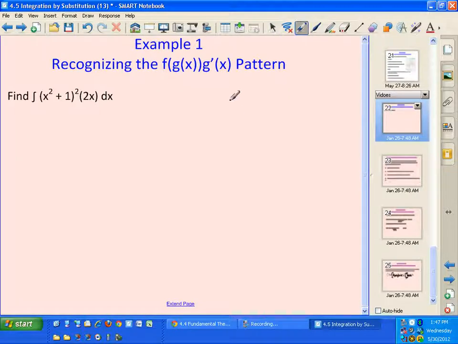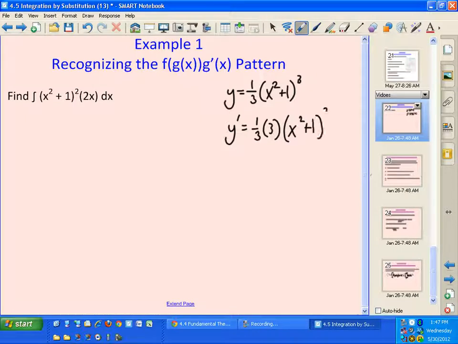Before, we dealt with something like y equals, say, 1/3 of (x squared plus 1) cubed, and I ask you to take the derivative of that. Well, that would have been 1/3 times the 3, the power, times (x squared plus 1) squared. Then we multiply by the chain, which is the derivative of the inside, 2x. So y prime would be (x squared plus 1) squared times 2x. That should look familiar, that this function up here was the derivative. That should be our final answer.